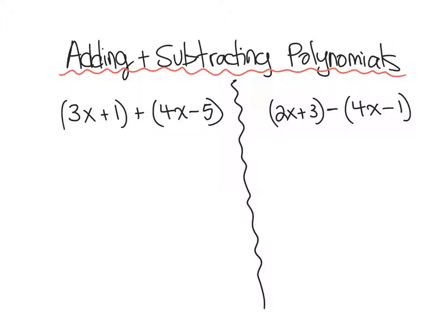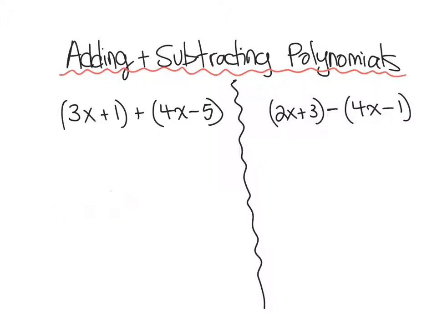Adding and subtracting polynomials. Okay, so what we mean by polynomials is just a collection of numbers and variables separated by plus and minus signs, like so, terms. So something like this, 2x plus 1, that's a polynomial. And we can even add more things. We could say like 3x squared plus 2x plus 1, that's a polynomial.